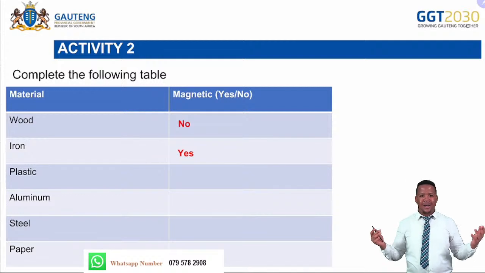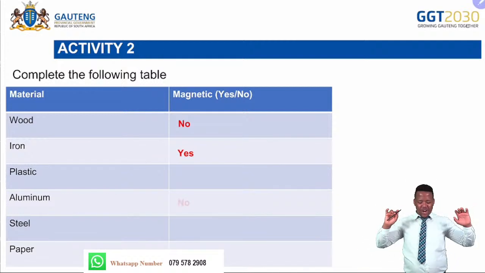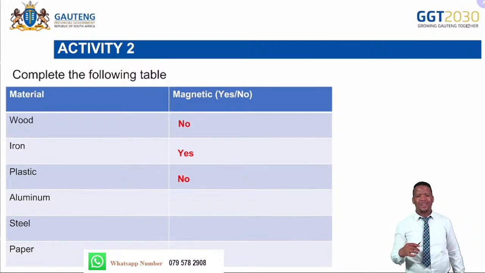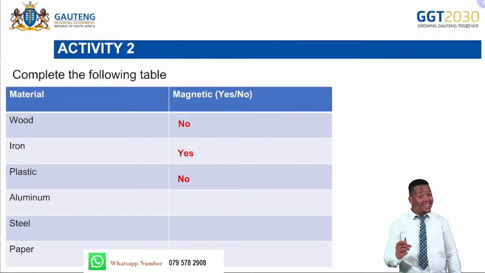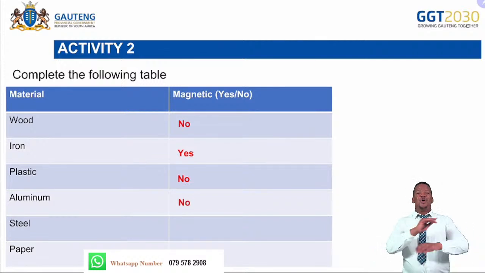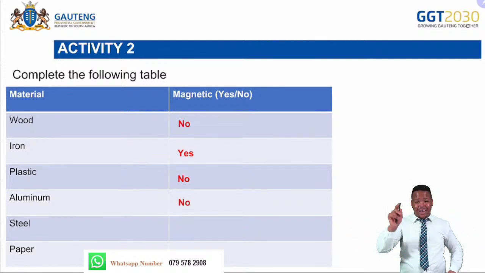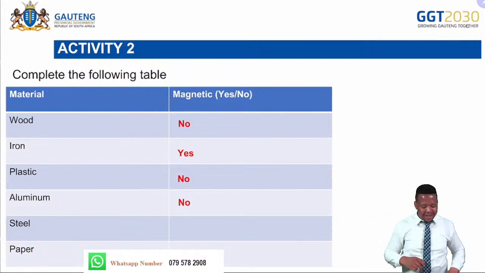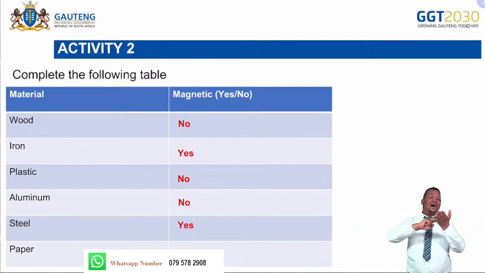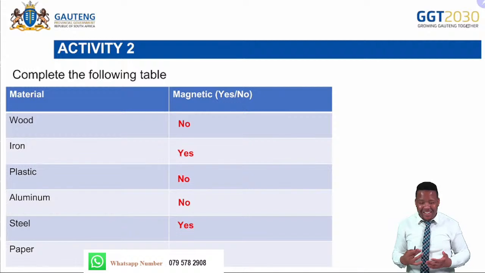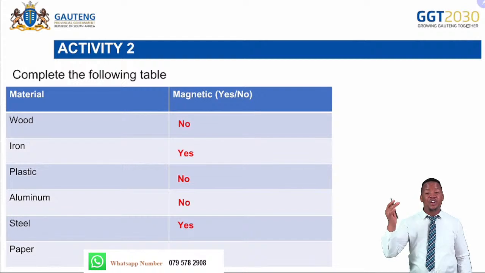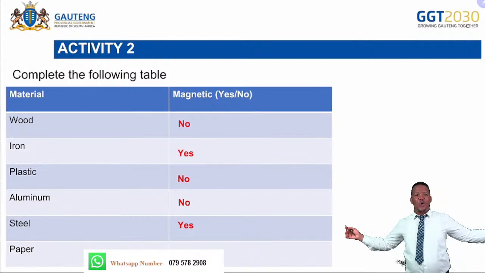Plastic, magnetic or not magnetic? No, plastic is not magnetic. What about aluminium? Aluminum is a metal, right? Is it magnetic? Nope. Aluminum is not magnetic. If you wrote yes, mark it wrong and fix your answer. Steel is still magnetic, yes. And paper. Paper is definitely not magnetic, right? So activity 2, that was the conclusion of magnetic force. So guess where we're going?